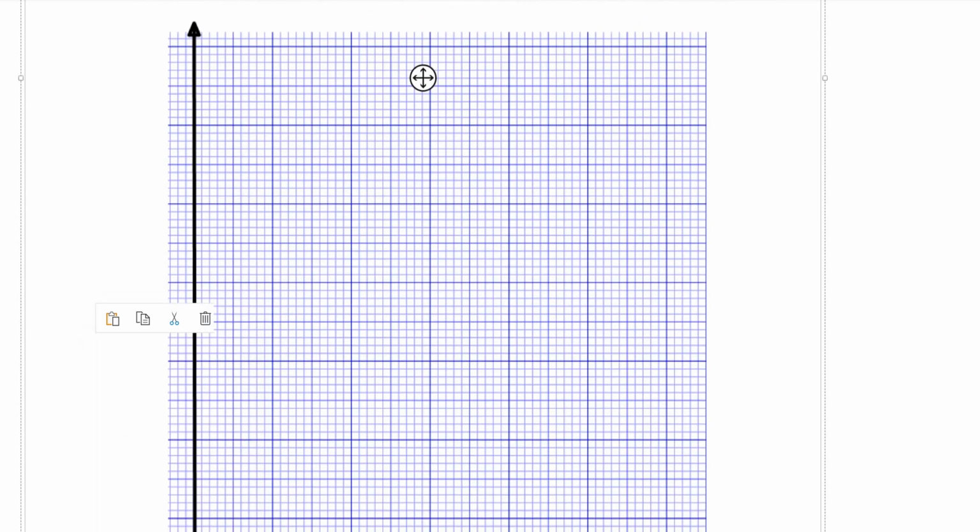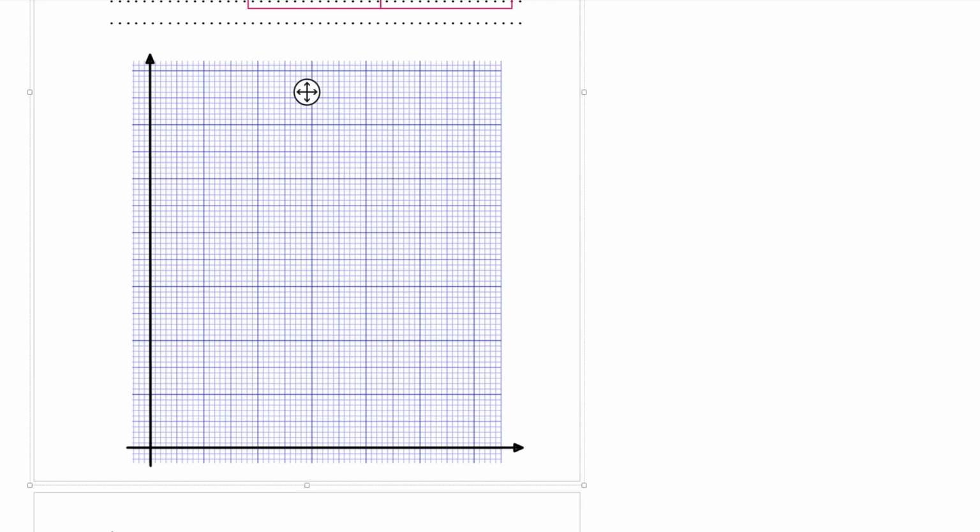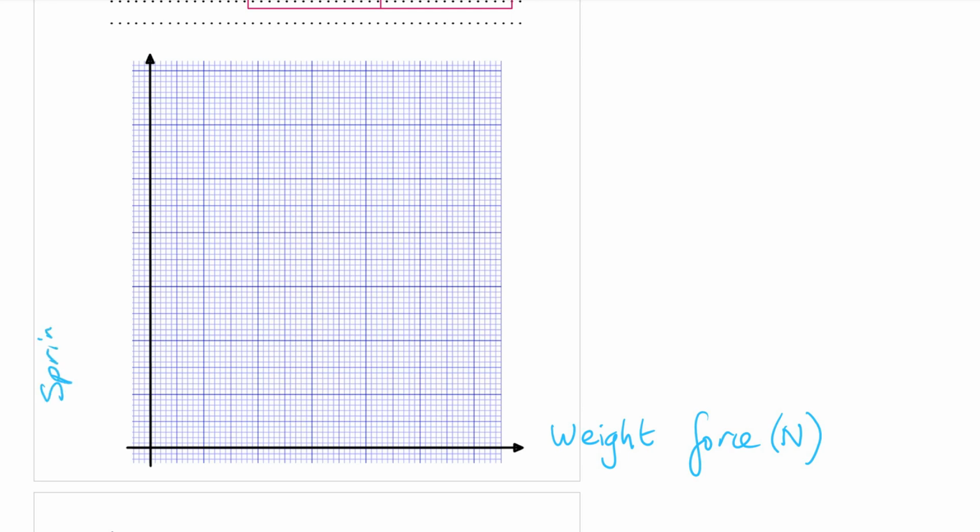So, using our results, I'm going to construct a line graph. I'd like you to have a go at it. I'd like you to pause this now, but I am going to complete the line graph now. So, the independent variable was our weight force in newtons. The dependent variable was the spring extension. Don't forget the units, it's in centimeters.